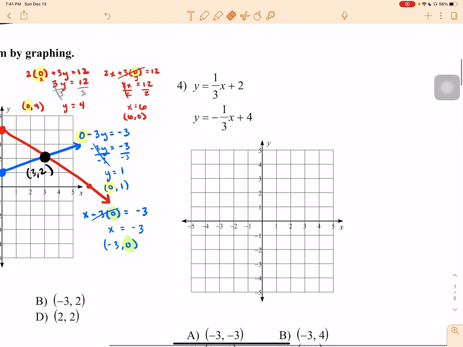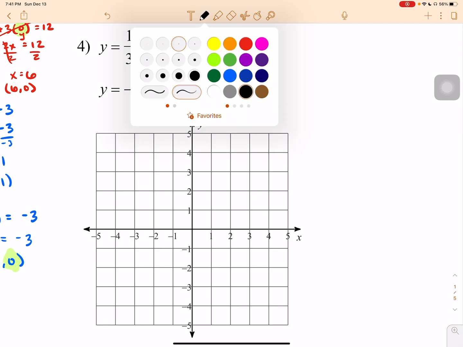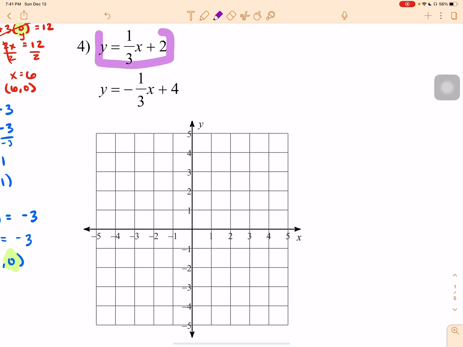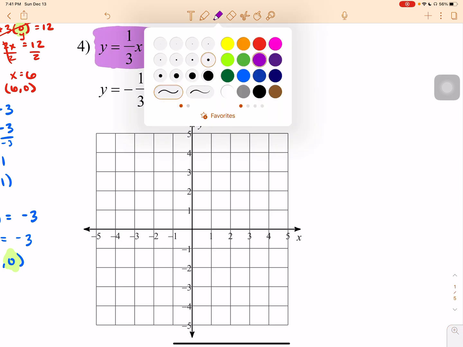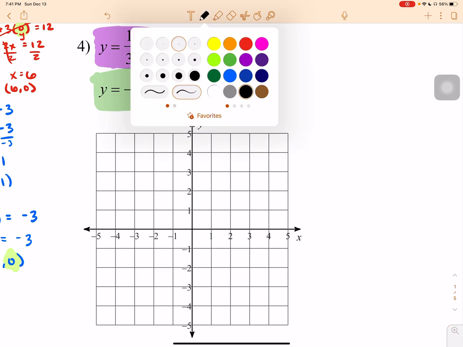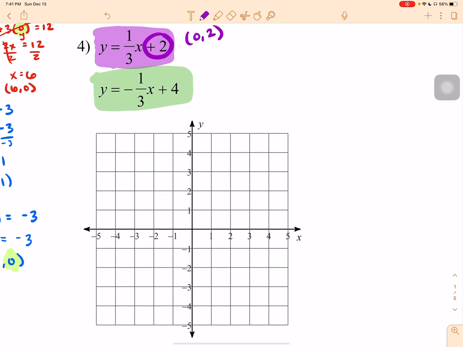So now here we have these in slope-intercept form. All right, let's go ahead and give these some colors. I'll have a purple line there, and then let's do a green line. The first one that I would plot is the y-intercept. That would be the point 0 comma 2. So that's the first point I'm going to plot.